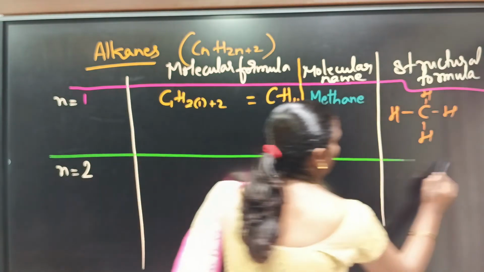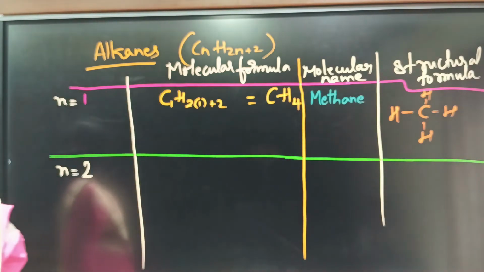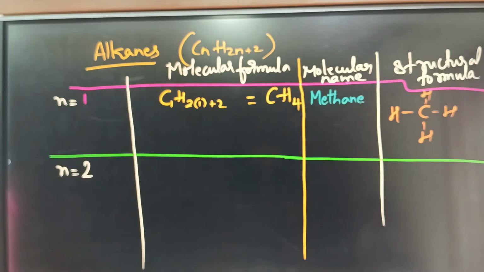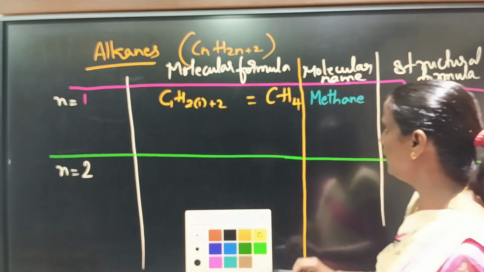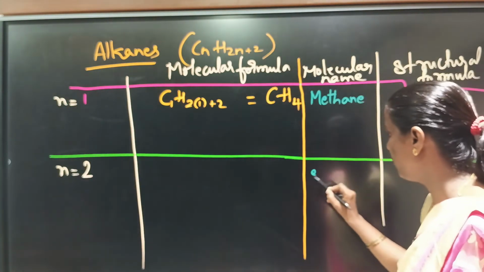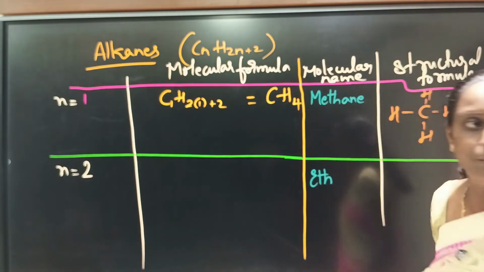Fine, we will go to n is equal to 2. So when carbon atoms are 2, what will be the molecular name, the first word of that? What will that be? Yes, I am going to write it as eth.